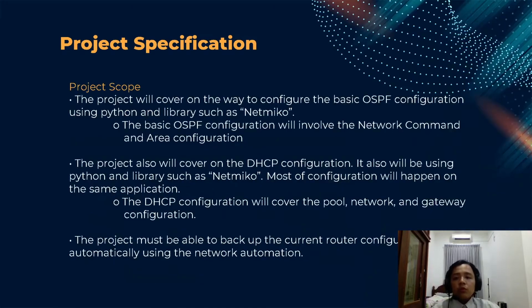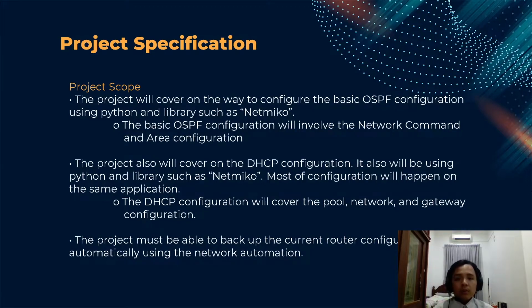Next, we will move on to the project scope. So, the first project scope is that the project will cover how to configure the basic OSPF configuration using Python and libraries such as NetMiko. The second project scope is that the project will also cover the DHCP configuration. It will also be using Python and a library such as NetMiko. Most of the configuration will happen in the same application.